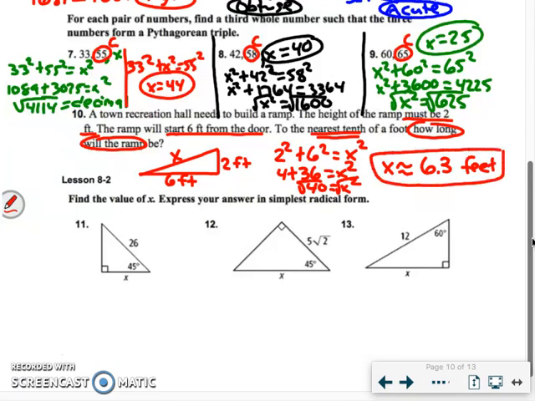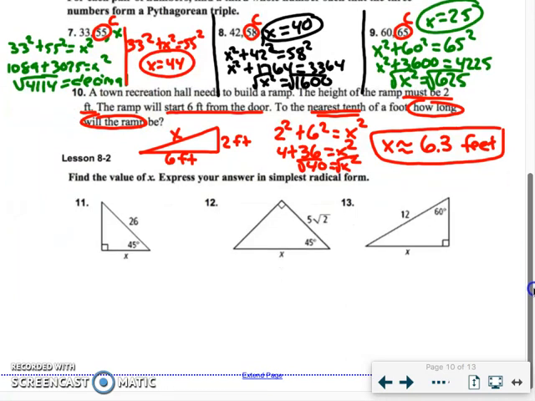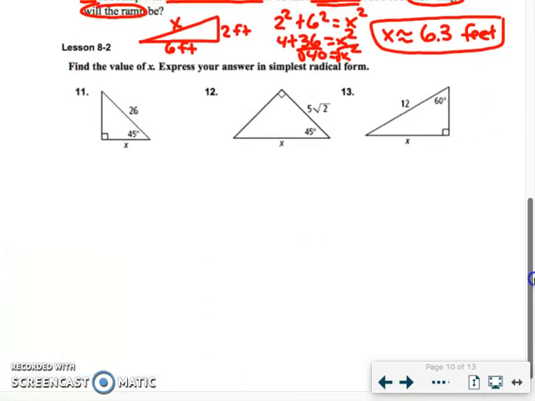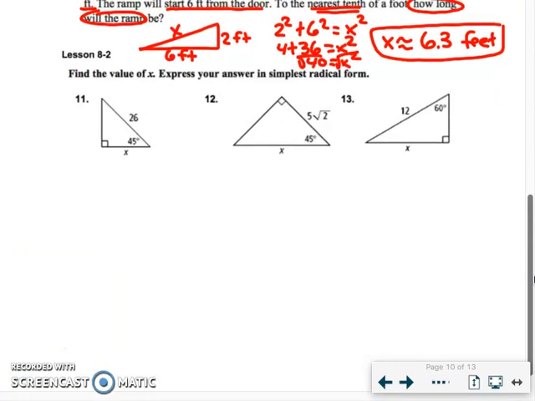That's it for Pythagorean theorem. Feel free to rewatch any of those things here. All right. Moving on, we have the 8-2, which is all of our 30, 60, 90s and our 45, 45, 90s. So what you need to remember about these is the shortcut.